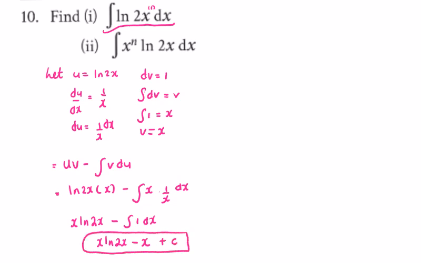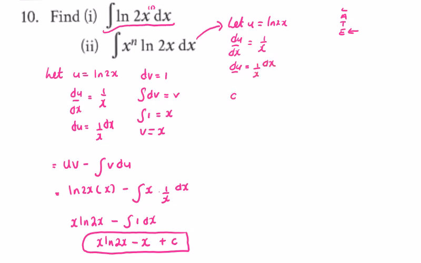So this is part 1. Part 2. So number 2, let's let u equal ln 2x. LATE is our acronym, so exponentials are last, or exponents. U is equal to ln 2x, du dx is equal to 1 over x. Du is equal to 1 over x dx.